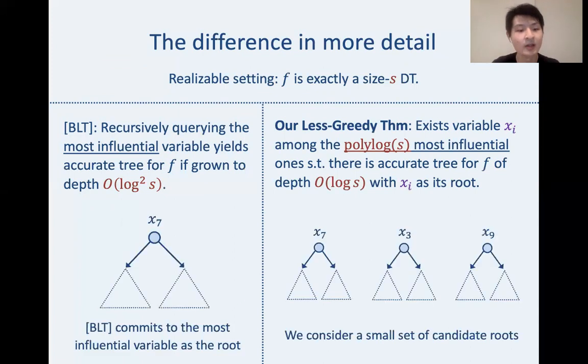Pictorially, the BLT algorithm will always choose the most influential variable and do this deterministically, so only one possibility is explored. In contrast, we consider a number of different candidates for the root, and we try all the possibilities to find the best tree.